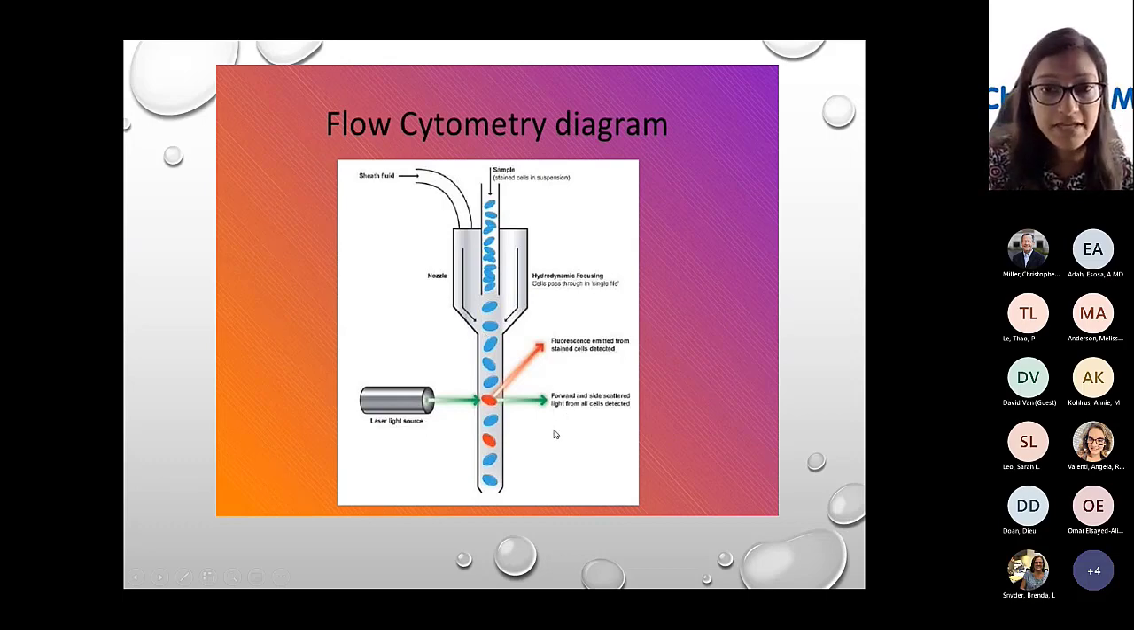There are several other markers that can be used with flow cytometer. You look at that light that's scattered. There's forward scatter and side scatter that you look at on the flow cytometry results to determine some of this information.